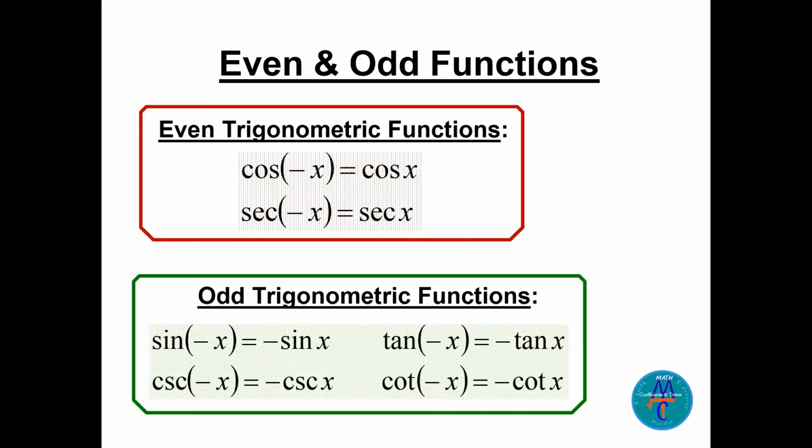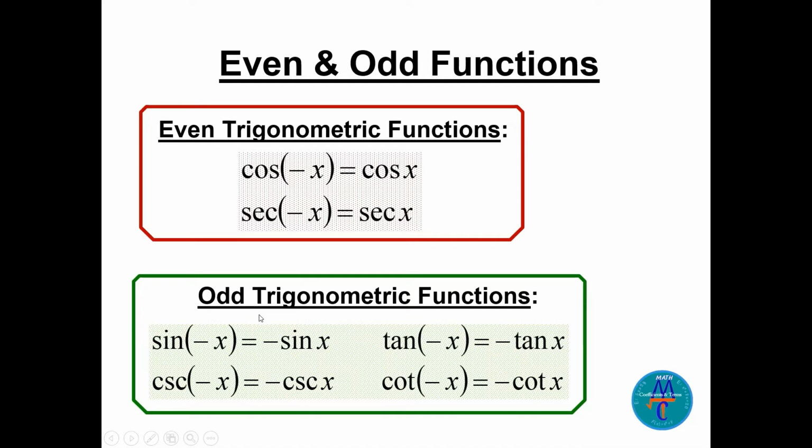Let's look at even and odd functions. Even trigonometric functions are cosine and secant, because cosine of minus x will be cosine of x, according to the definition of even function. Secant of minus x will be secant of x. So these two are even functions.